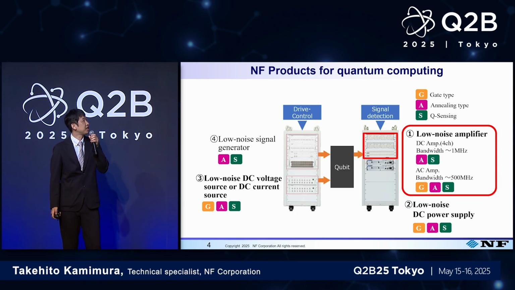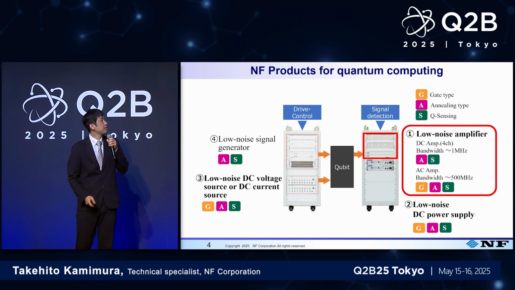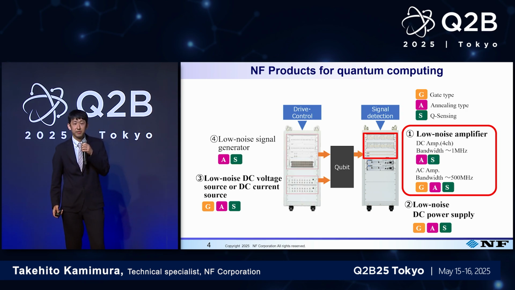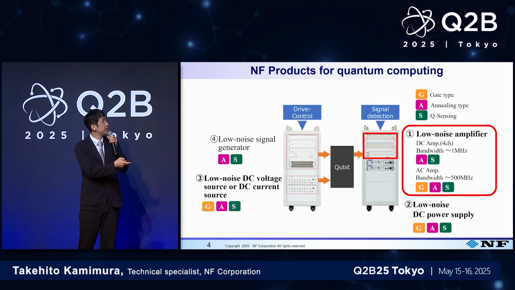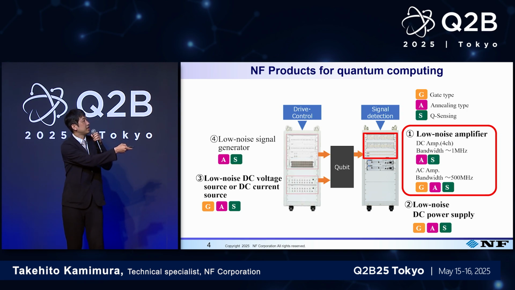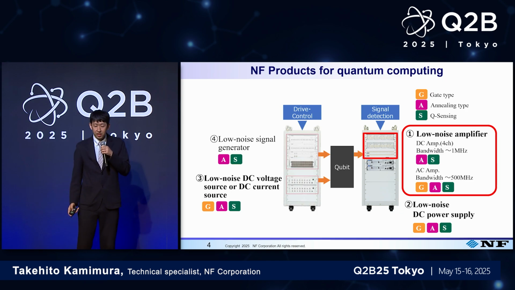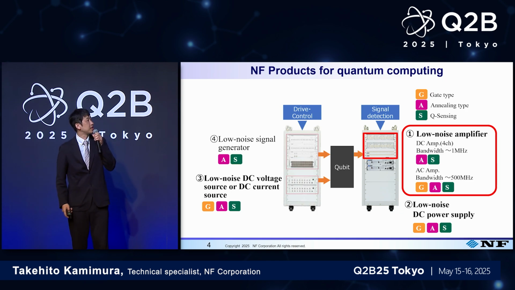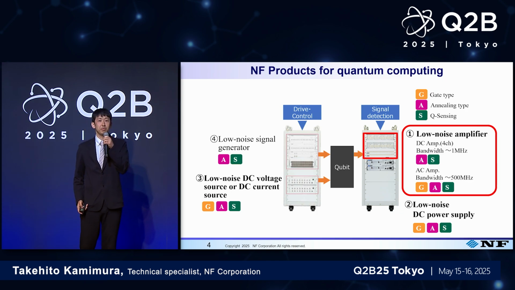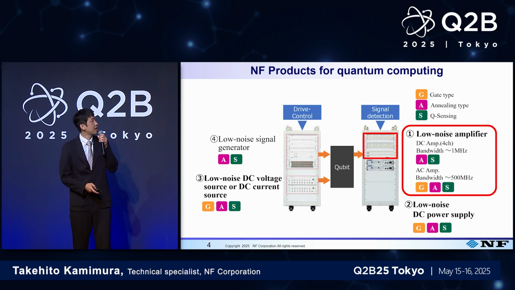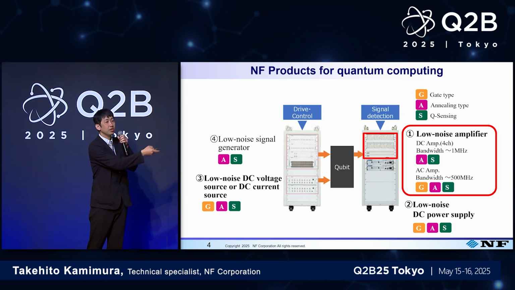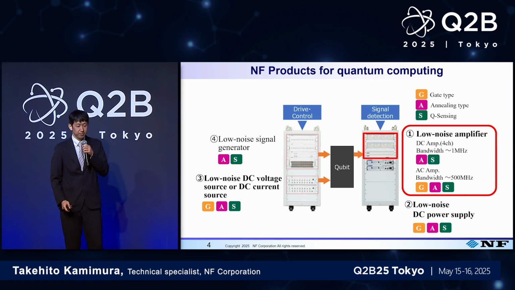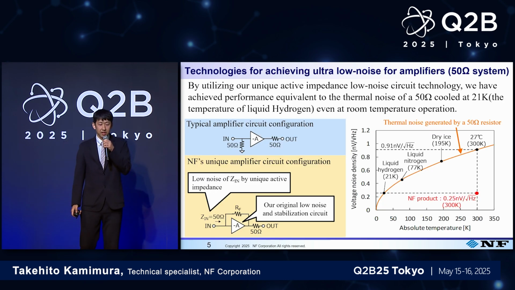These are the products which we produce for quantum computing. Let's start from the low noise amplifier. There is the annealing quantum computing DC amplifier and also the AC amplifier for gate. Due to time constraints, the gate type quantum computing and the down conversion and amplifier used for that is going to be the topic of my talk.